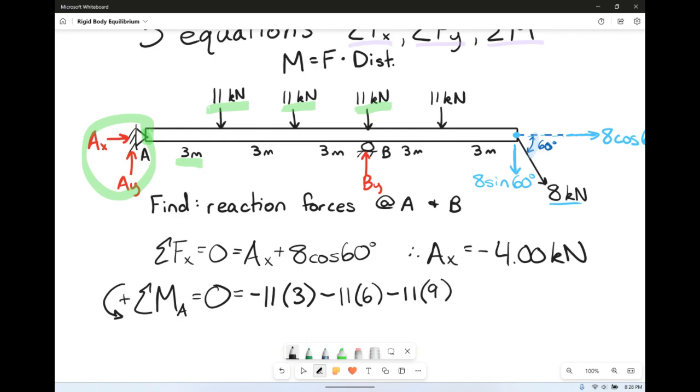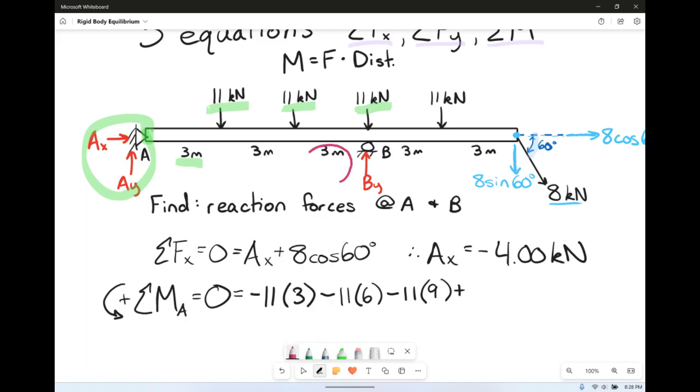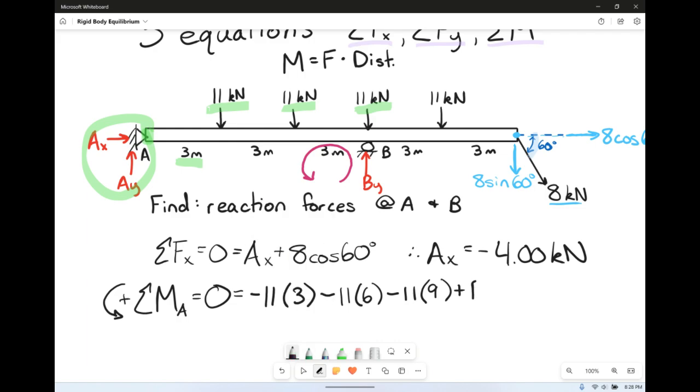Then we have By. By is at the same spot, but he's going opposite, and he's going to be creating a positive moment. By over here is going to be rotating this direction, which is positive. So positive again, this is By, we don't know him, times his distance of 3 plus 3 plus 3, which is 9. Then we have our last 11 kilonewton load. So again, minus 11 times a distance of 3 times 4, which is 12. And then don't forget we do actually have that 8 kilonewton force.